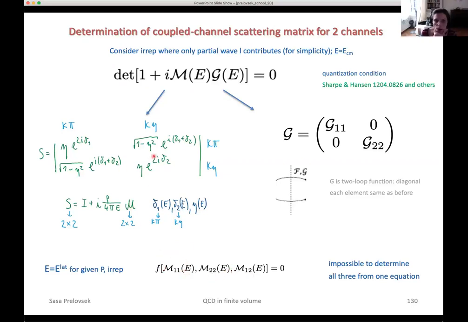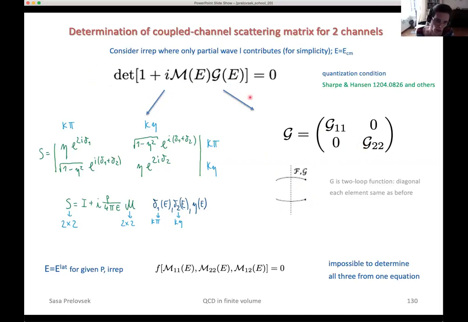Okay. This G, what is G? We learned that G is a non-kinematical function, which is just the finite volume correction to the two-propagator function, not two-loop. Two-propagator function related to this. And of course, these two propagators don't mix. So basically you have this G for one channel, K pi, and the other one for K eta, but they don't mix. So in G, there is no off-diagonal element in channel space.